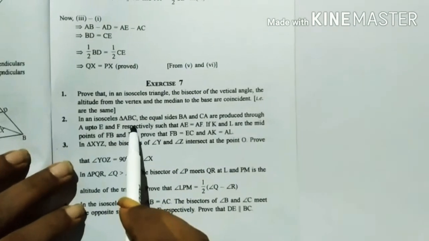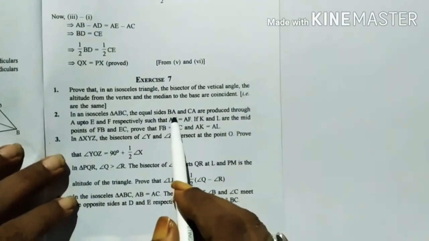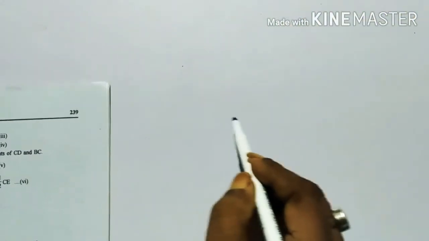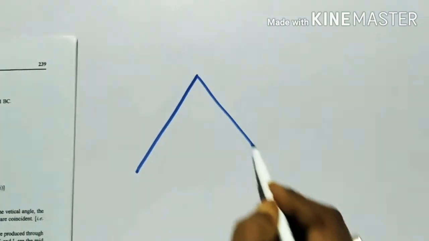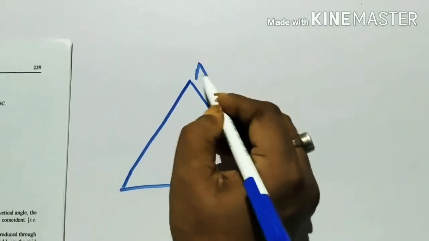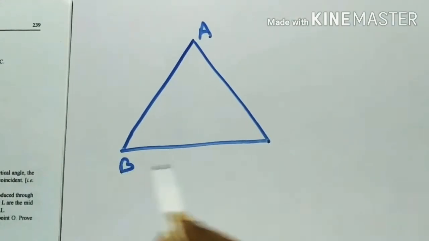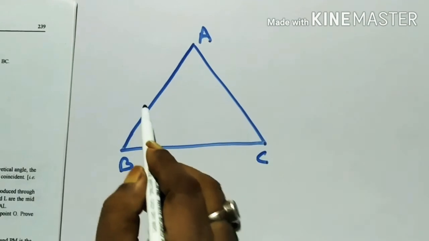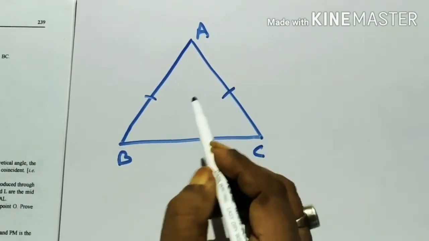See question number 2. In an isosceles triangle ABC, the equal sides are AB and CA. See, this is an isosceles triangle ABC. These two sides are equal.